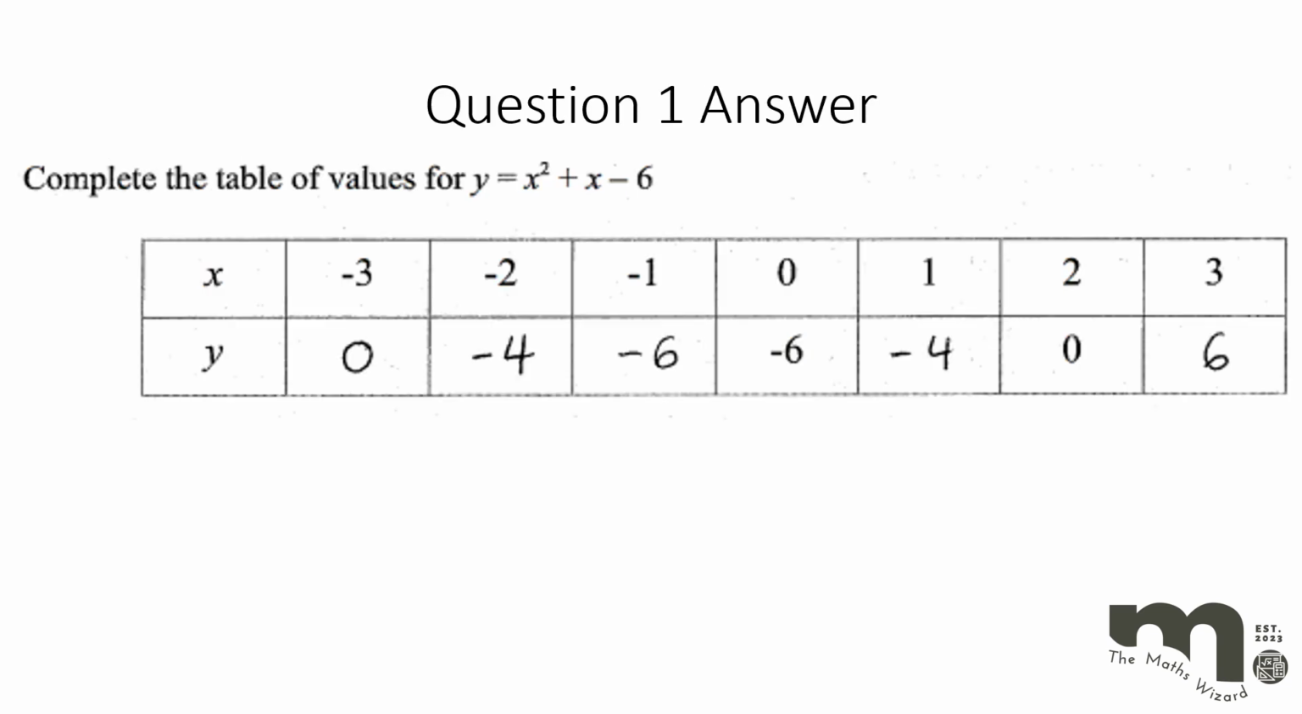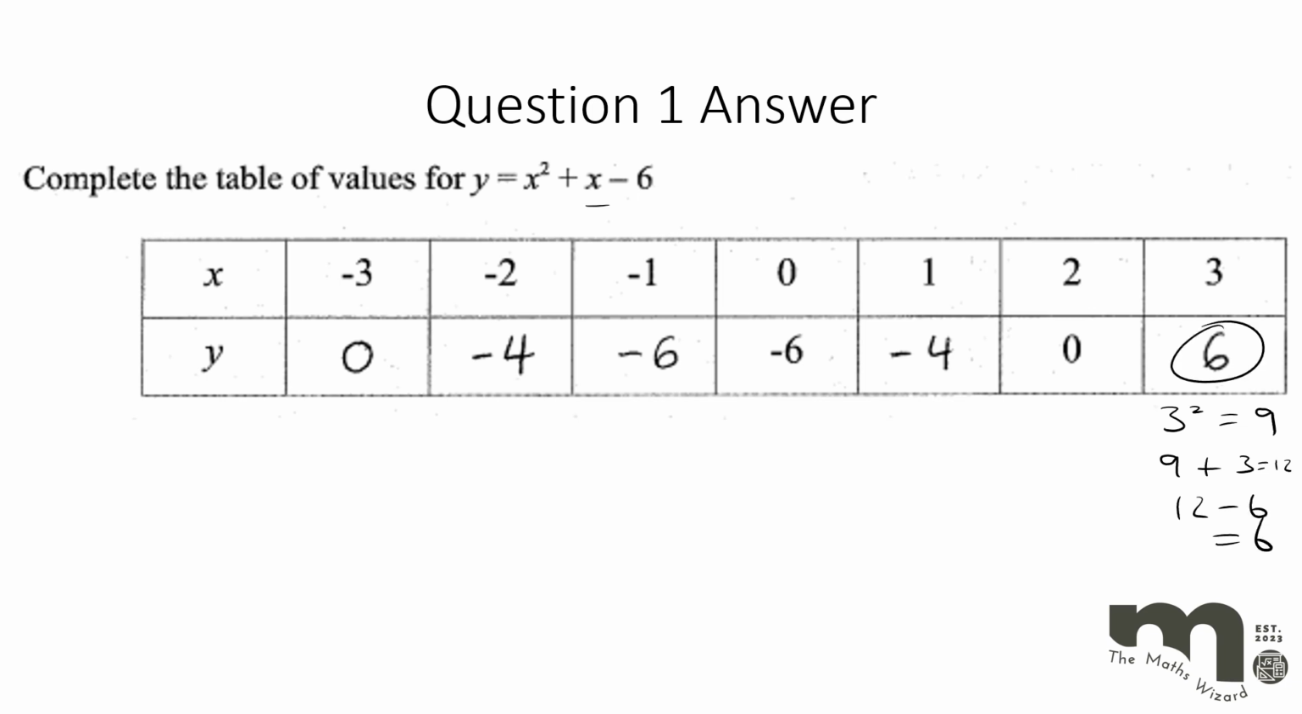So let's take a look at our answers to this then. First of all, we've got our 3 here. We're going to substitute that 3 into the equation. I would always break this down into 3 steps. If we do our 3 squared first, we get 9. Then we're going to add on that 3 for your x in the middle there, which is going to give you 12. And then 12 take away 6 does give you 6, as you can see in the table there.